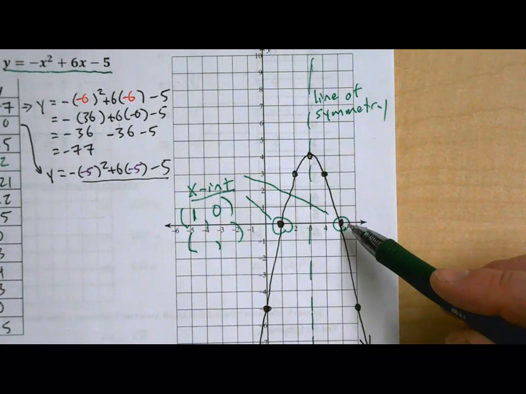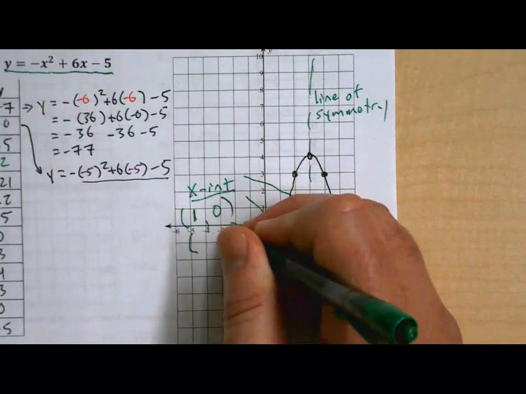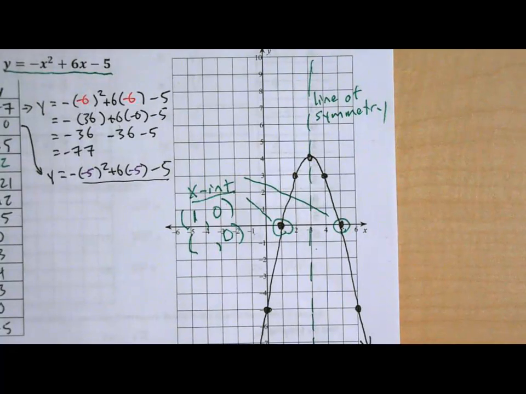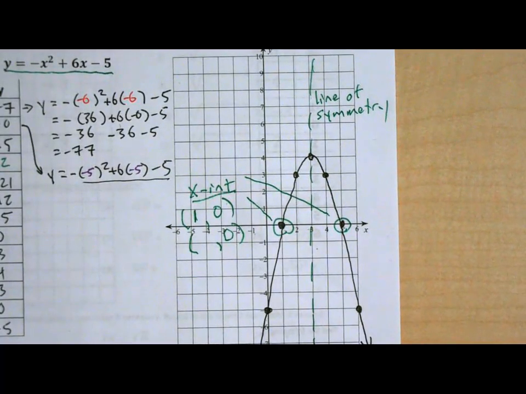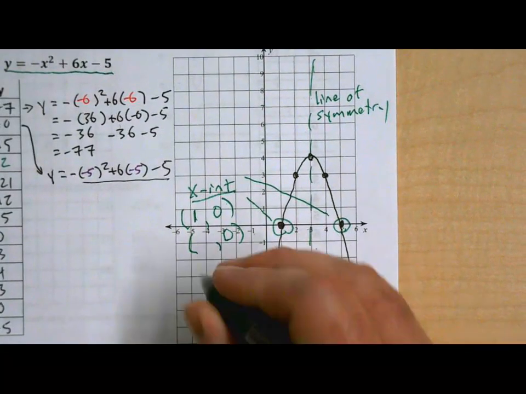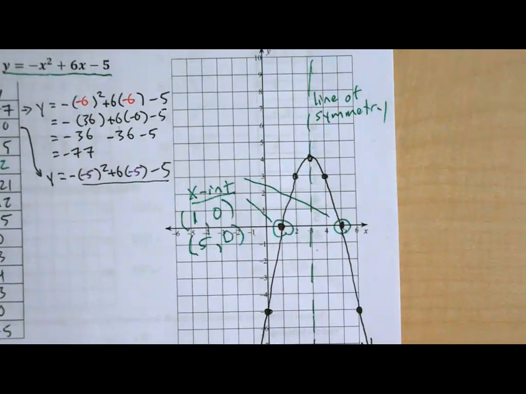I'll give you a hint. It's going to be something, 0, because x-intercepts are always something, 0. This other one, I can't read it, but it's between 4 and 6. That's (5, 0). Is that what you guys had?